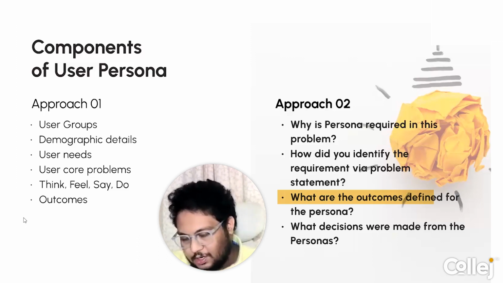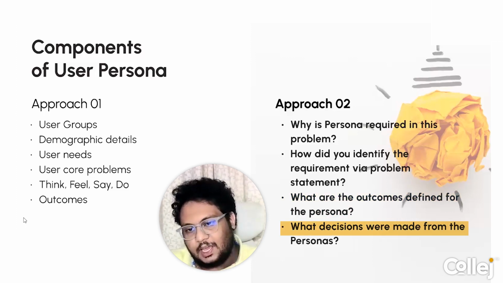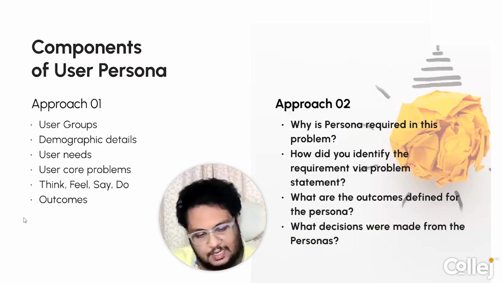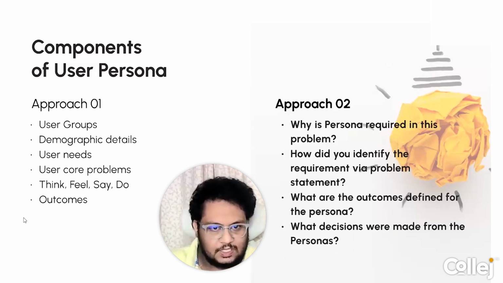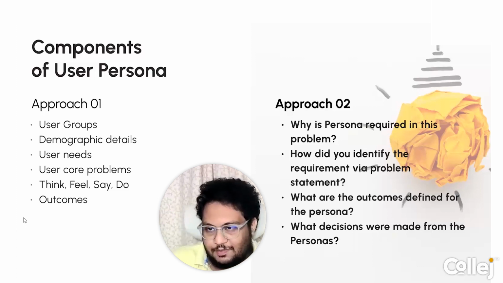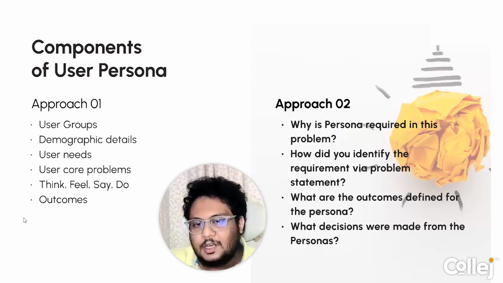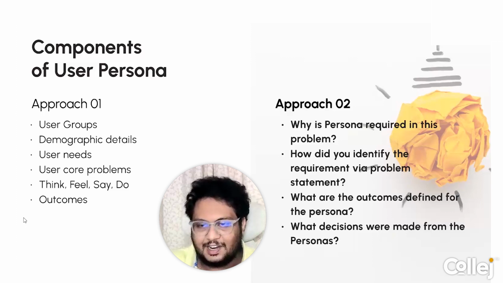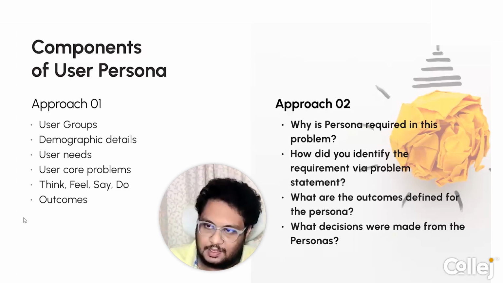And if you look at the outcomes defined, what are the outcomes that are defined using the persona, and what decisions did we make using those personas? There can be so many things, right? So let's say we have identified in a use case that this app should be more focused towards iPhone users or something like that, right? There are apps which are focused only towards iOS because of these reasons, because they can trade off for the first release on iOS and later release on Android.